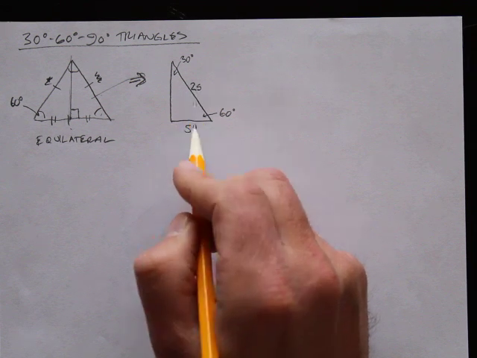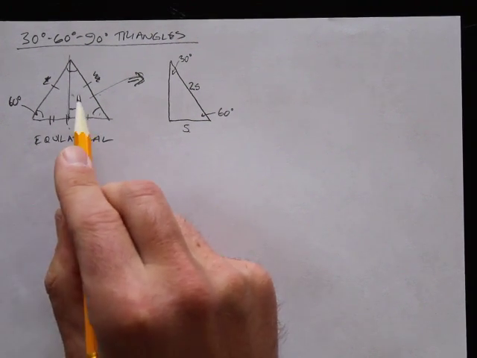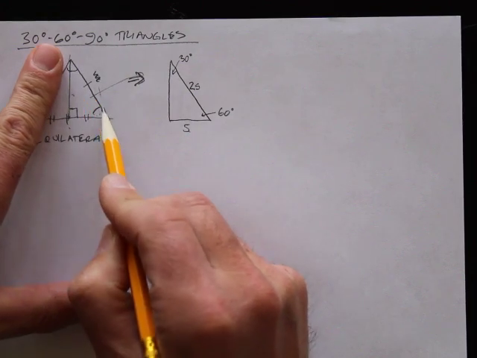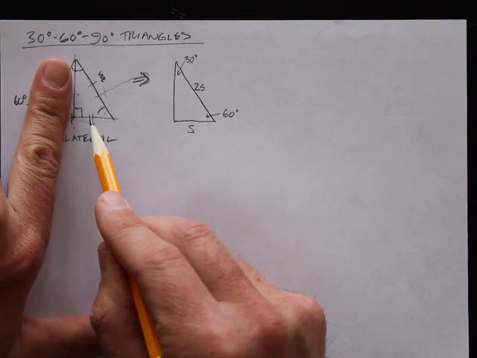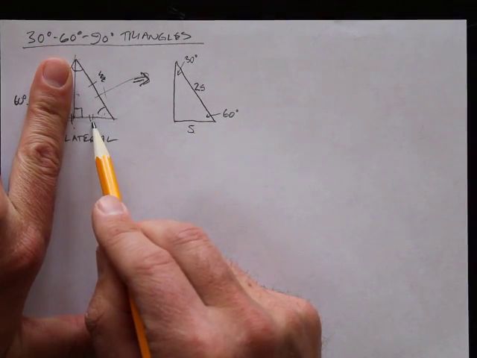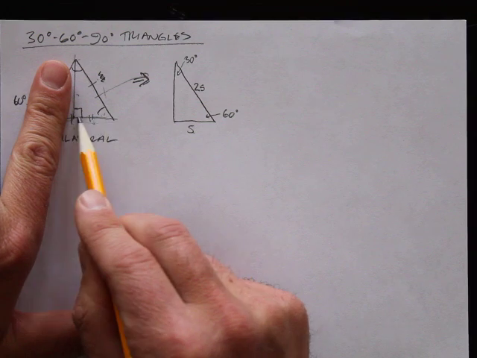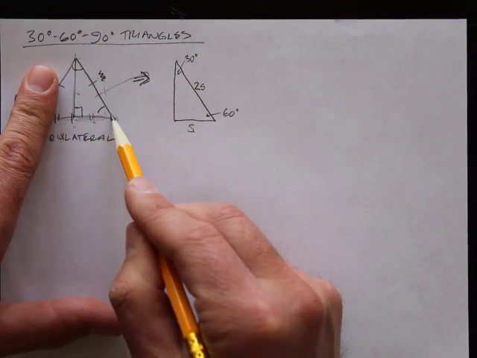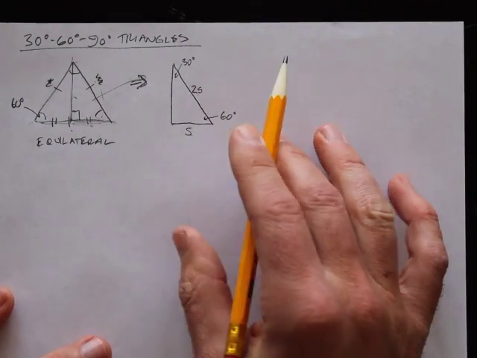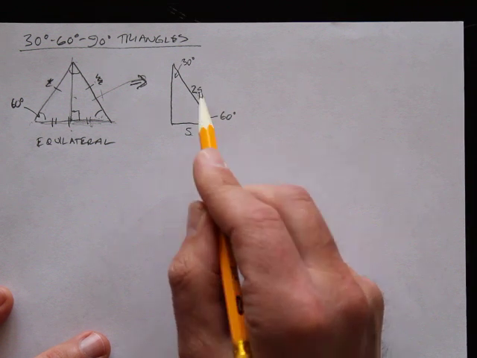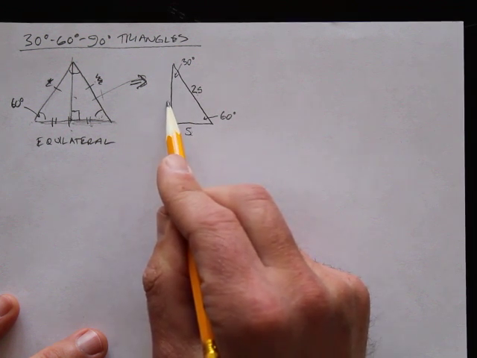Why am I calling this 2S and this 1S? Here's why. Because when I cut this triangle in half, each side is the same length. And so if I cut this side in half, and I call this side S, then this side has to be twice this side length. So this side length is twice this side length. And so if this is S, then this is going to be 2S. That's a little bit better than saying this is S and this is half S. Okay, 2S, 1S. Now we have to figure out what this one is going to be.